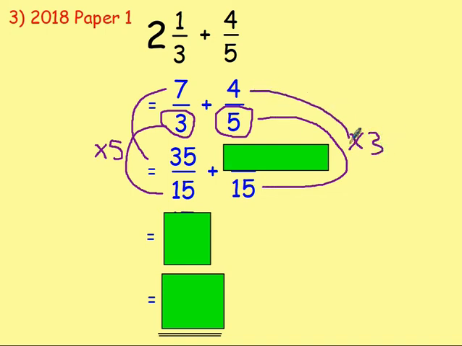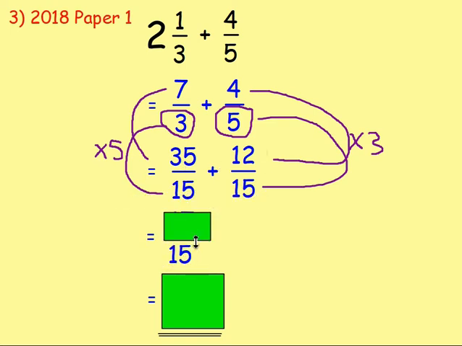So you would also do the 4 times 3 as well. And the 4 times 3 means that this number will be 12. So I've got 35/15 plus 12/15. Because the denominator is the same, it's just going to stay as it is. And how many 15ths do you have? 35 add on 12 is 47.